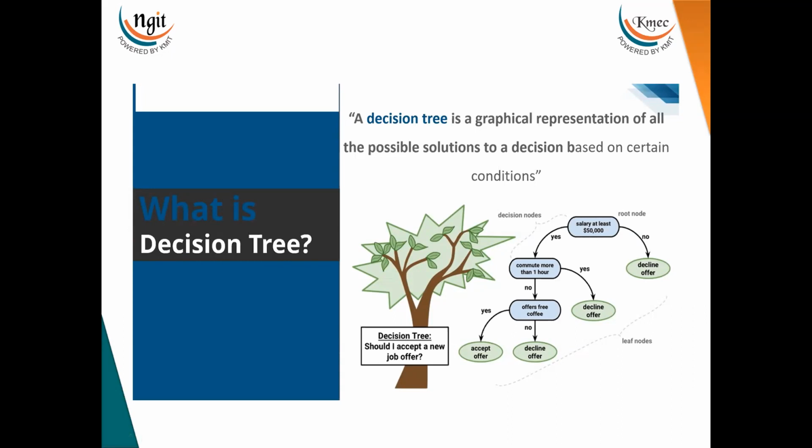If not, then I'll directly decline the job offer. If the salary is $50,000, then I want to see some other parameters also, like how far it is from my home. That is my second parameter. So how much would I have to commute? Is it within 1 hour or not? If the commute is more than 1 hour, then I'll again decline the offer.